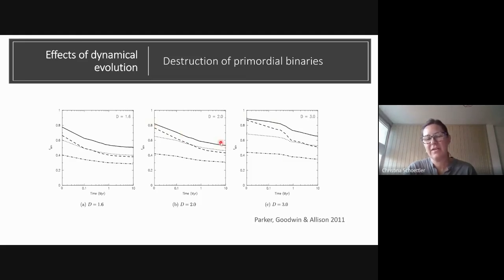So if you look at a star cluster, maybe at 1 million years or at 10 million years, and then look at the binaries that you find in these clusters, always keep in mind that these regions might have undergone quite a lot of dynamical evolution and might have started with a much higher binary fraction than what we observe now at the current state.